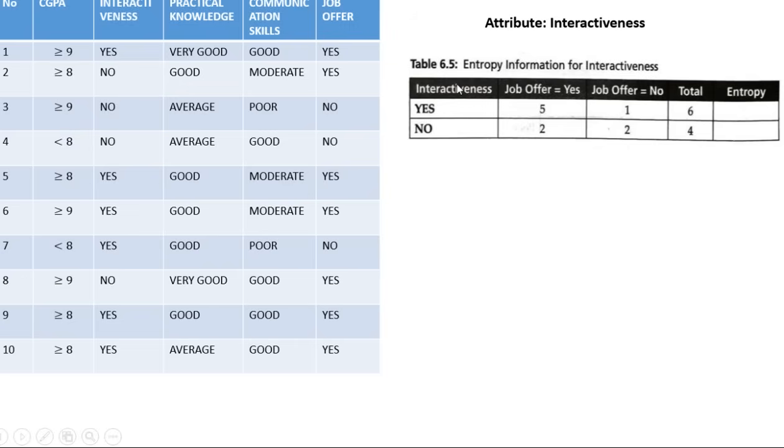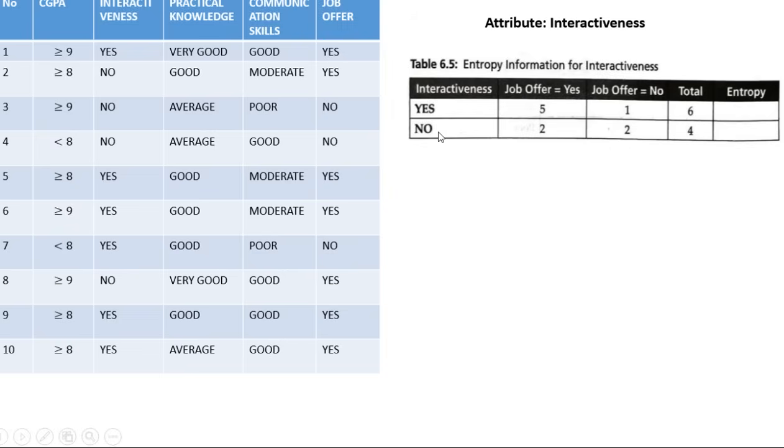For the first column you write the attribute interactiveness. What are the possible values you have? Yes and no. So for yes, how many job offers are yes? See here, 1, 2, 3, 4, 5. So job offers yes are 5. How many job offers are no? See here, there is one row where interactiveness is yes but still the job offer is no. So put the job offer as no.